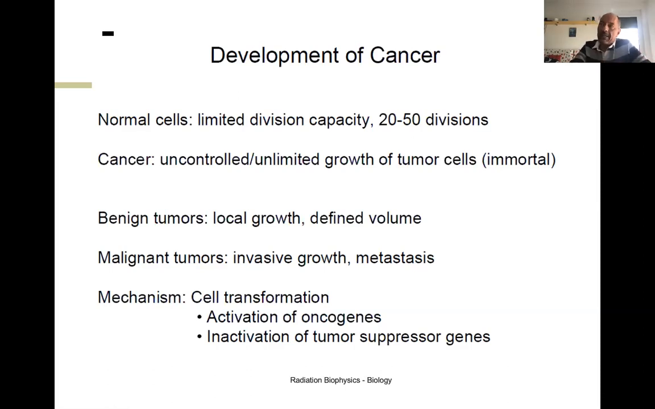The main mechanisms are very complex, but the main hypothesis is that the cell transformation is due to mutations, and the genes that play a main role in these mutations are the oncogenes, which are genes that promote cancer, or the tumor suppressor genes, which are genes that normally suppress cancer.